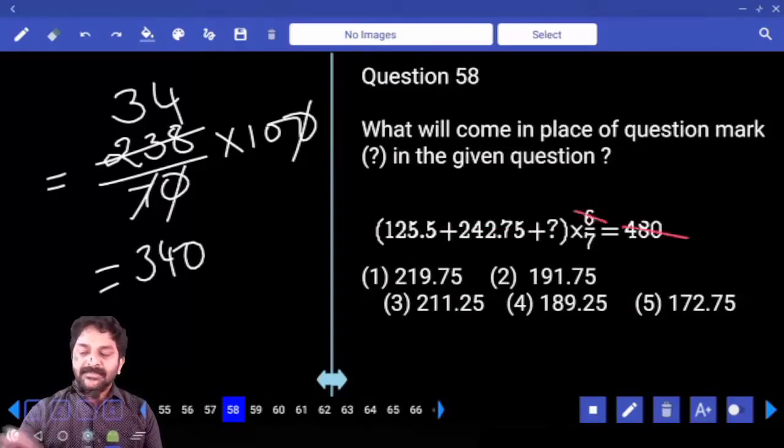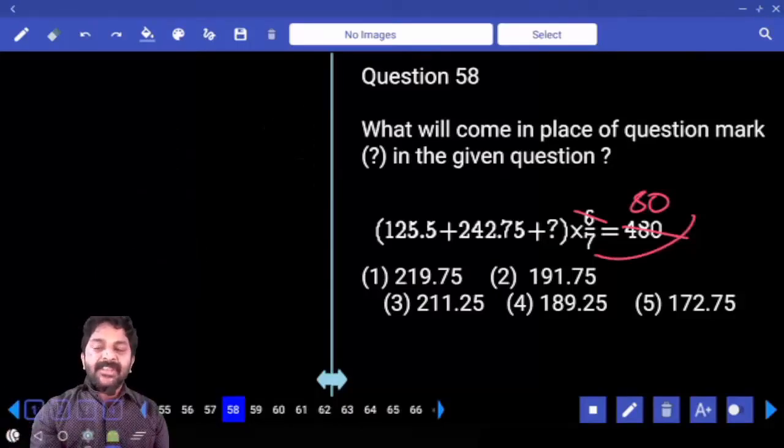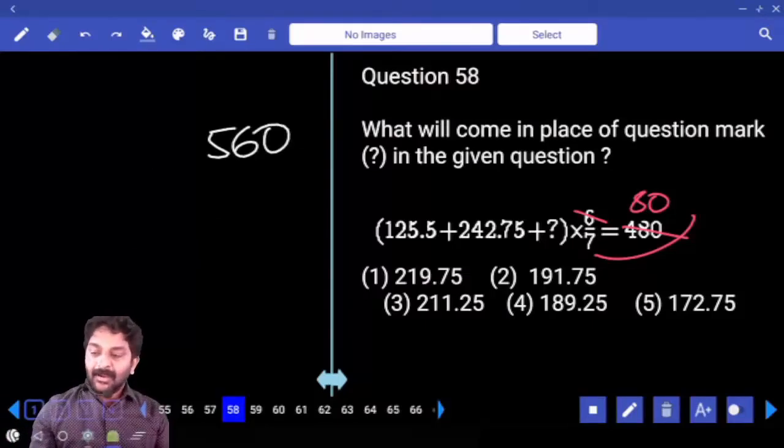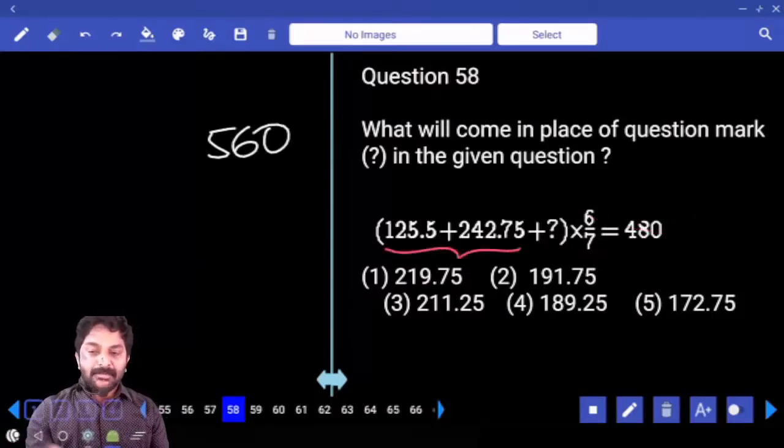Next, 6 how many times? 80 times. 7 goes to right hand side. 7 into 80. 560. Okay. Now, inside bracket there are two numbers.